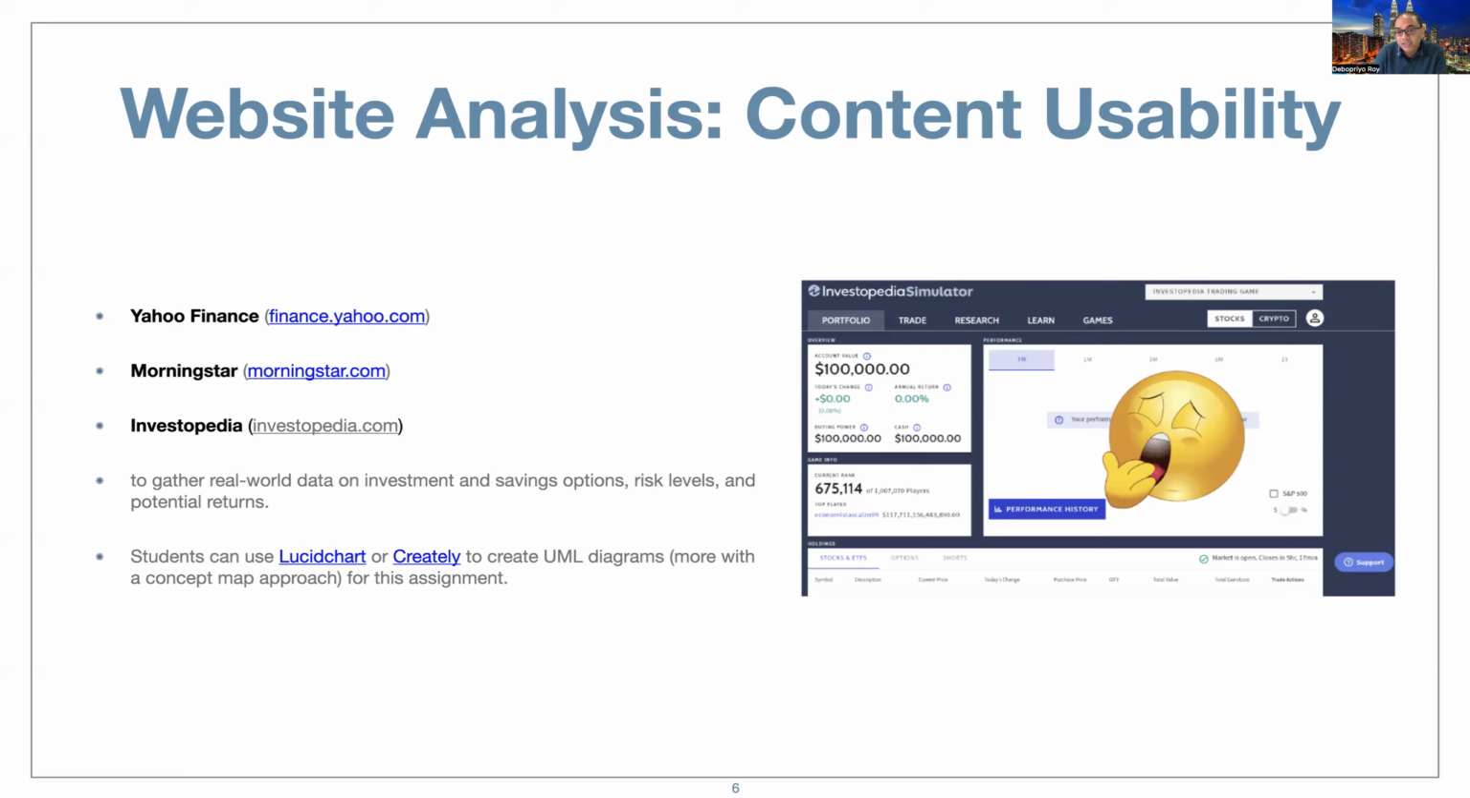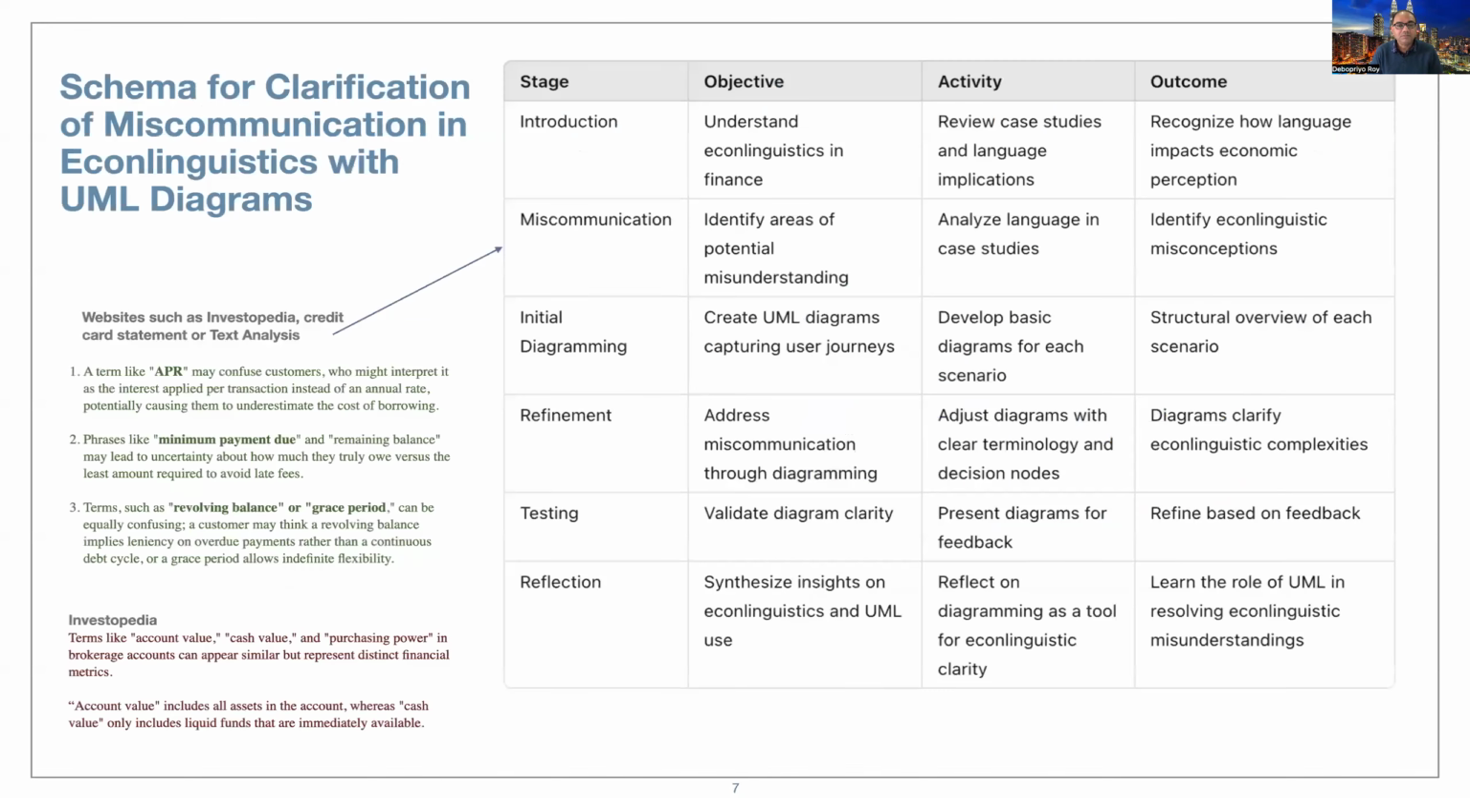All right. So here you see a picture of the Investopedia simulator, and the interaction design of the Investopedia simulator can help readers understand how a state diagram should be drawn, in which way a particular investor or a particular customer is interacting with the system. Okay. So this is the schema for clarification of miscommunication in Econlinguistics with UML diagrams.